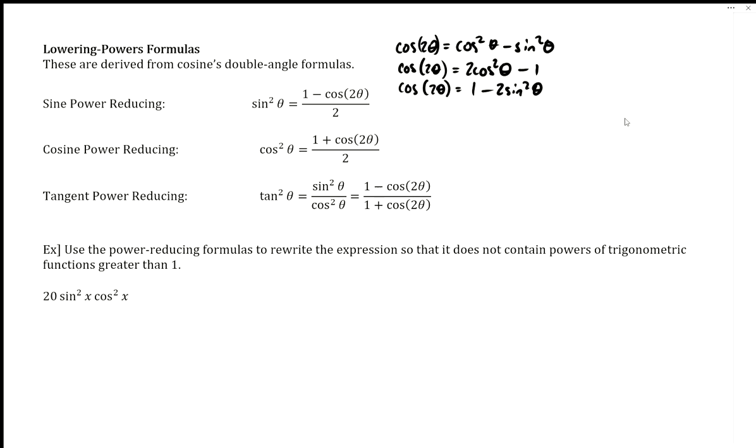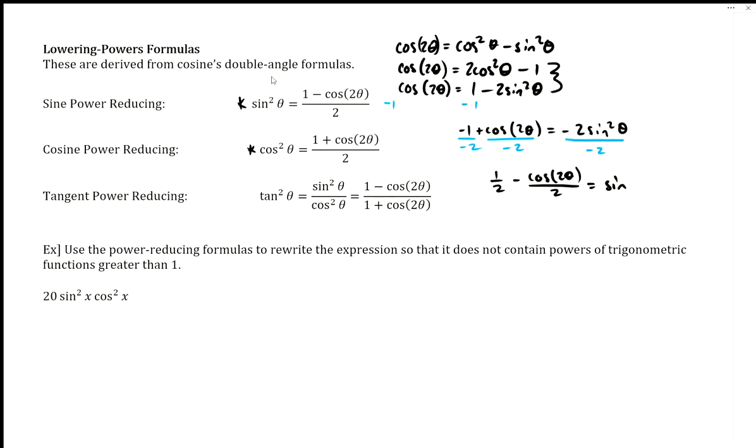Well, where these two come from is by taking these two and solving for the cosine squared or solving for the sine squared. So for instance, on this bottom one, let's do this bottom one right here. So I want to solve for sine squared. I'm just picking that bottom one and saying, well, if I want to solve for that sine squared, I should minus 1 over. So then we would have negative 1 plus cosine 2 theta equals negative 2 sine squared theta. And then if I divide everything by negative 2, we would get 1/2 minus cosine of 2 theta over 2 equals sine squared theta.